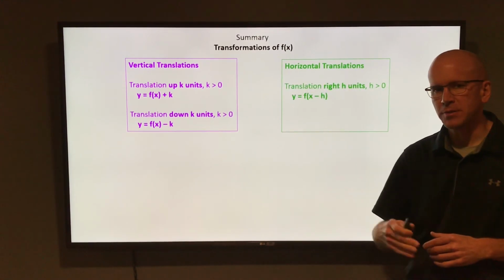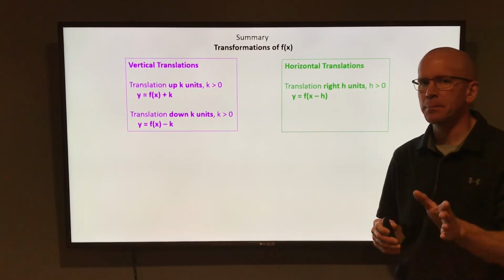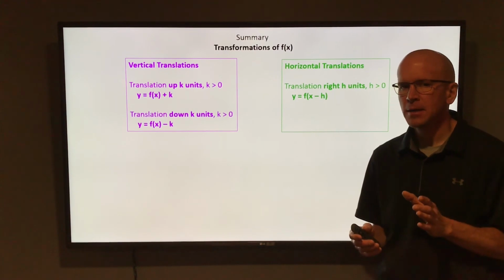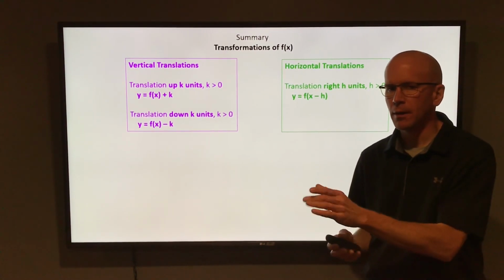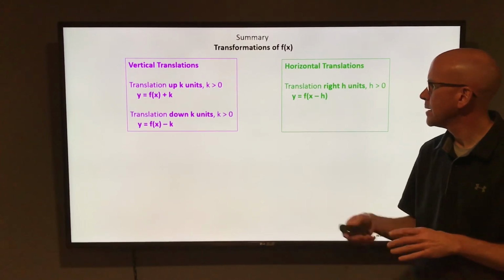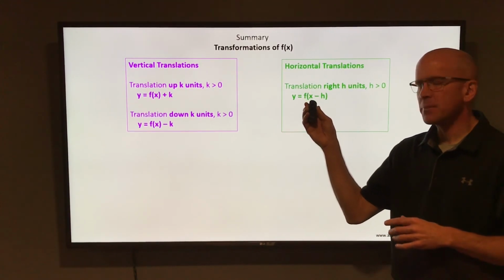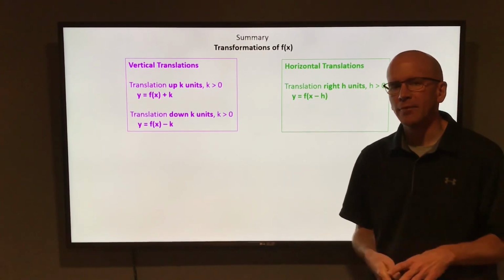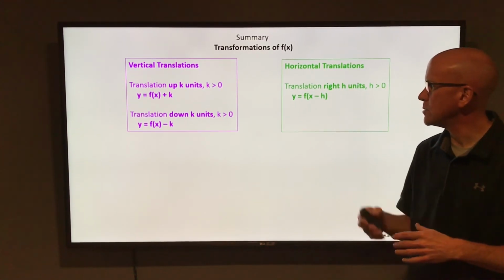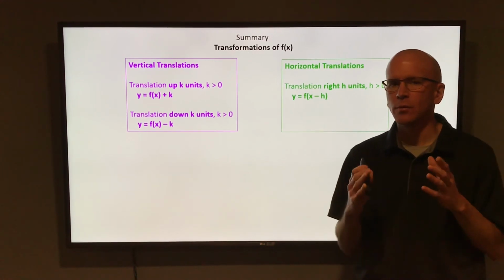Horizontal translations, left and right. This is the one that's opposite of how people are trained to think. Usually when they think add, you go to the right. Usually when they think subtract, you go to the left. This is opposite of that. When you subtract from the value of x, so say you're subtracting h from the value of x, that's going to shift the graph to the right h units. So when you subtract from the value of x, you're going to shift to the right.